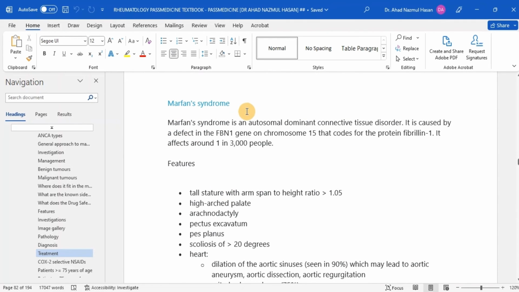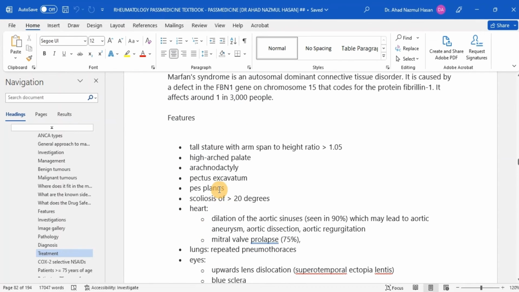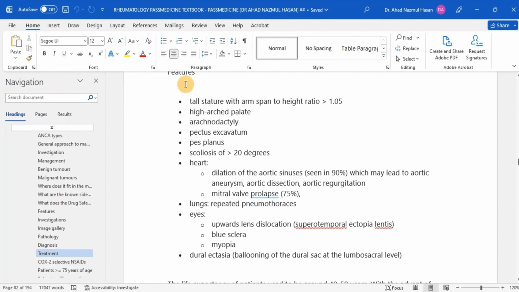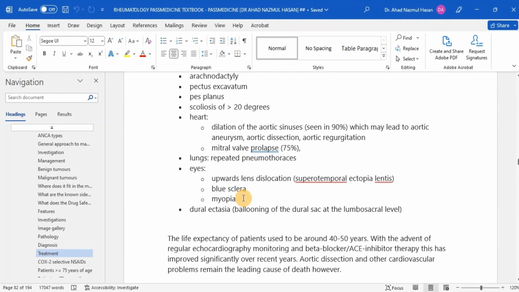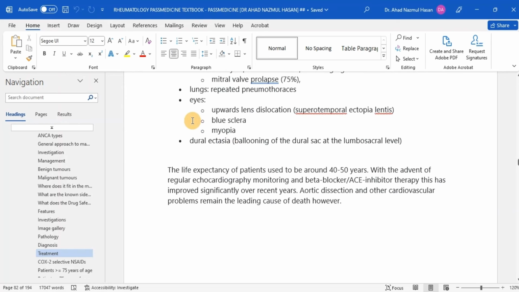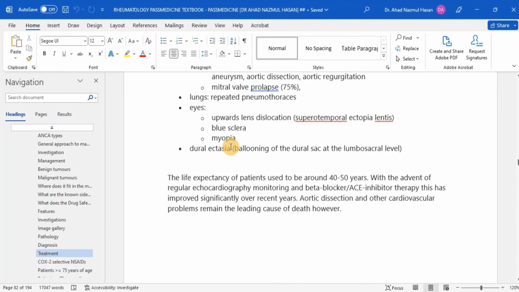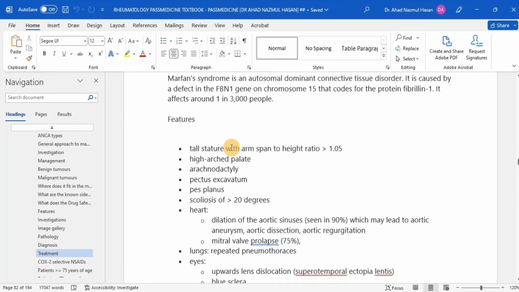Next one is Marfan syndrome, the rheumatological condition associated with the cardiac complication. And all the features are important, especially all the cardiac complication. And there should be upward lens dislocation with blue sclera. And dural ectasia, that is ballooning of the dural sac at the lumbosacral region. This is one of the predominant findings in Marfan syndrome.